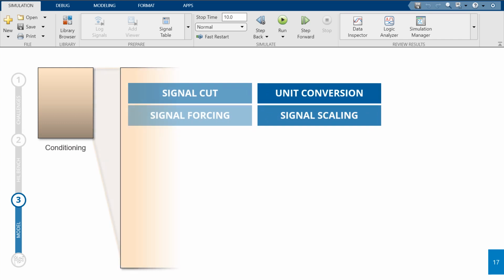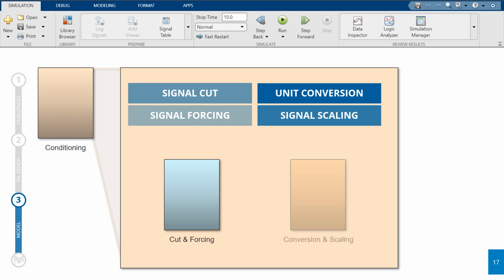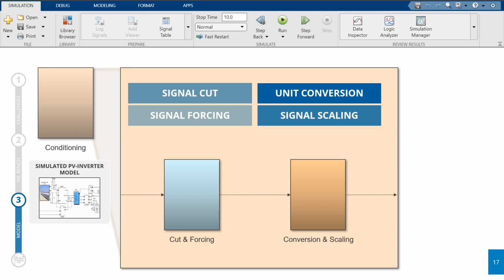The four functions described in the previous slide can be grouped into two subsystems, as their implementation is tightly connected. Signal cut and signal forcing would be managed together, as well as signal conversion and scaling. Remember that upstream from the conditioning subsystem on the left, we are receiving physical or engineering signals from the PV model. Downstream of the conditioning system, we have the controller, which expects electrical values. Let's have a look at the contents of both subsystems, cut and forcing, and conversion and scaling.